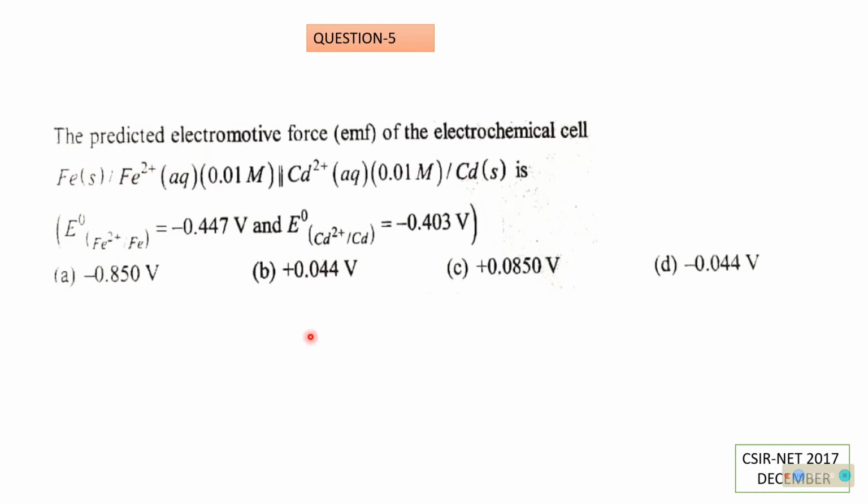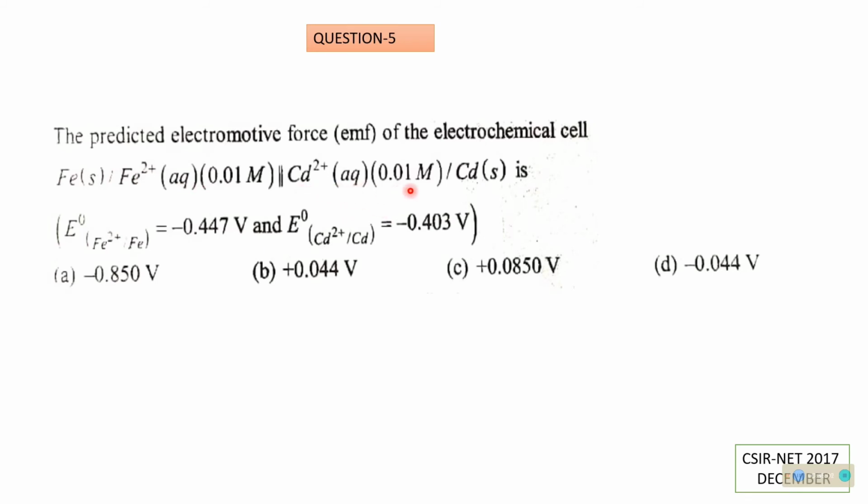So from a cell, we can easily write the half cell reactions. This is called the right side of the cell. This is called the left side of the cell. Usually on the right side, a reduction reaction happens, meaning Cd2+ accepts electrons and becomes cadmium neutral, or cadmium solid. On the left side, an oxidation reaction happens, meaning Fe solid releases 2 electrons and becomes Fe2+.